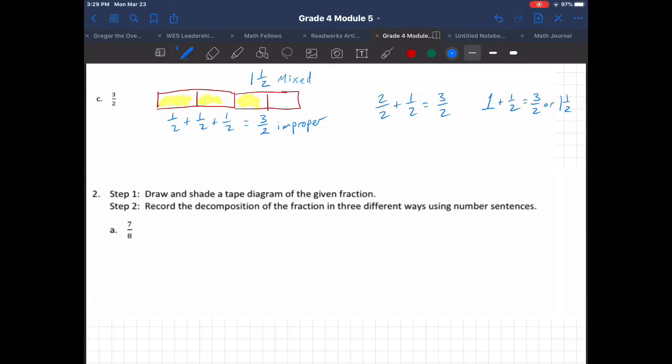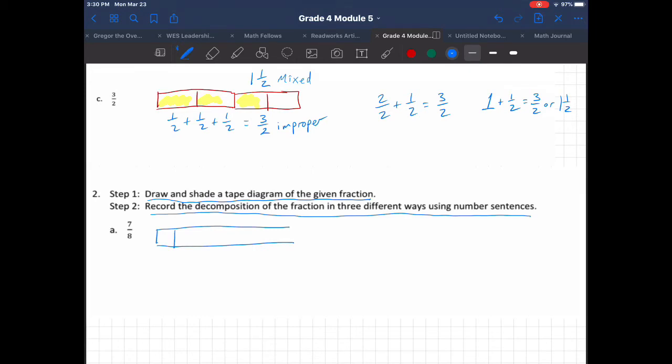Okay, moving down to number 2. Now we have 2 steps for this one. Again, we are going to draw and shade a tape diagram of the given fraction. That was like before. We're going to record the decomposition of the fraction in 3 different ways using number sentences. Okay, so we don't have to do the unit fractions this time. We don't have to do all the ones. But we still draw it and show the addition in 3 different ways. So first we do our tape diagram.